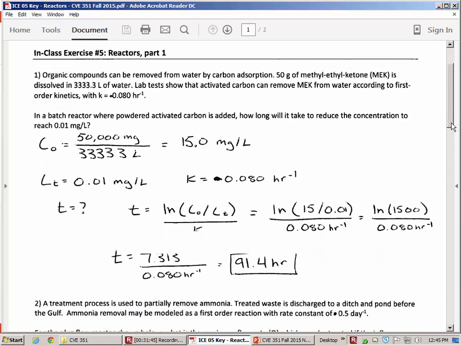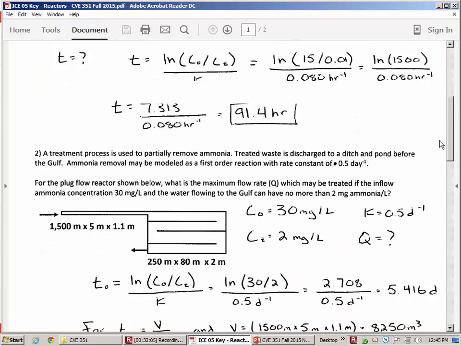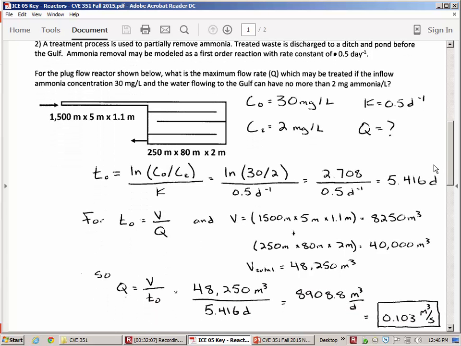Everybody got 91.4 hours for the first one, right? Okay, good. Remember, I'm recording this, so if you want to review the in-class exercise, all you have to do is go to the YouTube and search towards the end of the class, and you can see the solution on the video. Here's the solution for the second one. We're running a little bit out of time, so I'll put that on the screen.